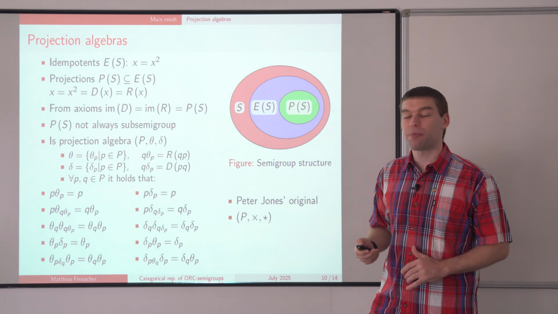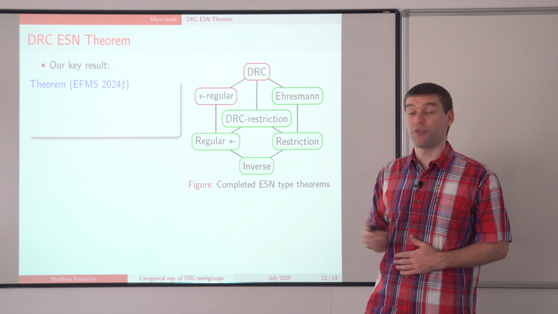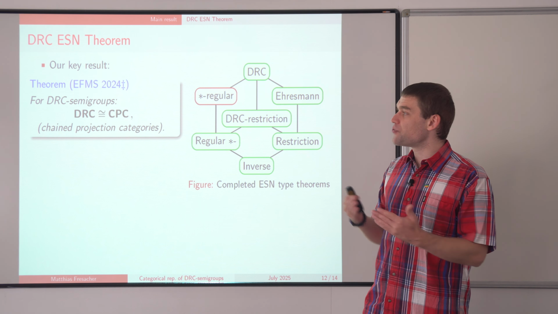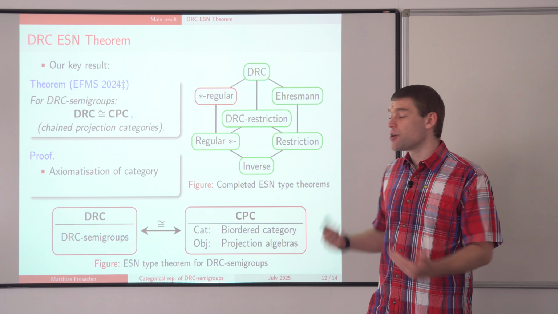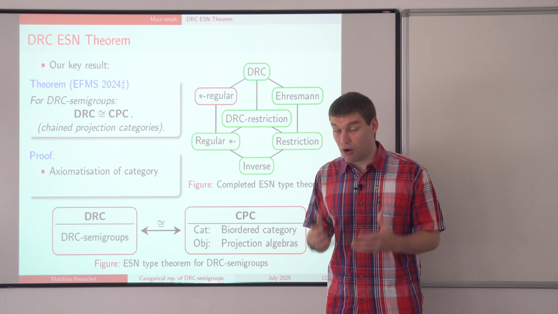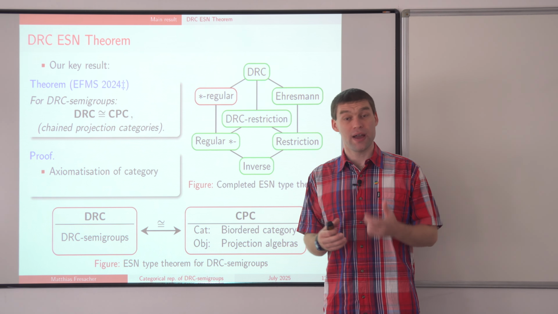So that brings me to the DRC ESN theorem. And this is the key result I want to talk about. So this is work from last year, and it was for the DRC semigroups. So it says if I take our category of DRC semigroups, that is going to be isomorphic to the chain projection categories. In terms of a proof of this result, well, first we need to find the right axiomatization of the category. For us, that is a biordered category. That is where the collection of morphisms has two partial orders on it, and those obviously satisfy some axioms. And we need the right structure on our objects, which for us is the projection algebras I just introduced to you.